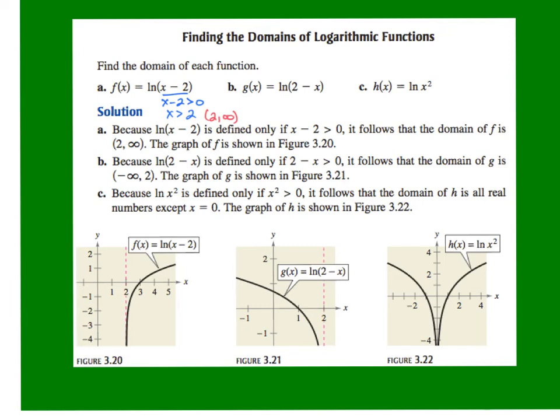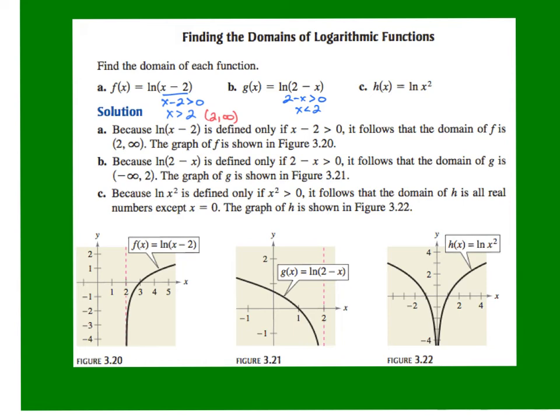I have natural log of 2 minus x. So I need to set this thing greater than 0. So I say 2 minus x is greater than 0. So what do I get now? I get x is less than 2.